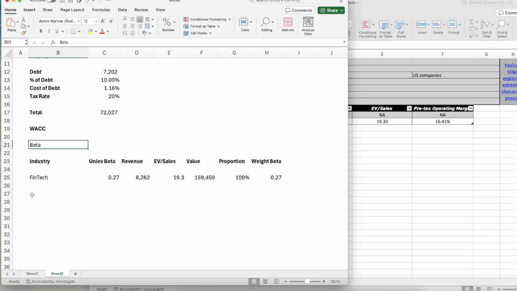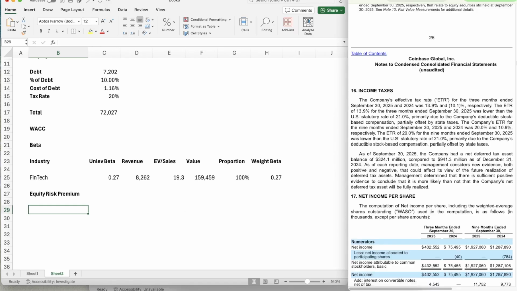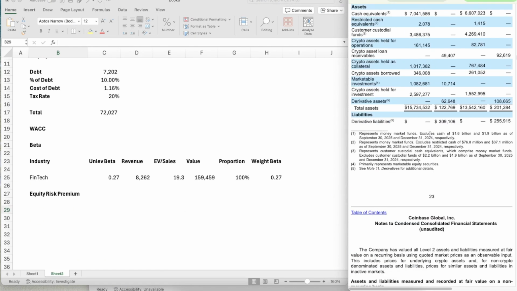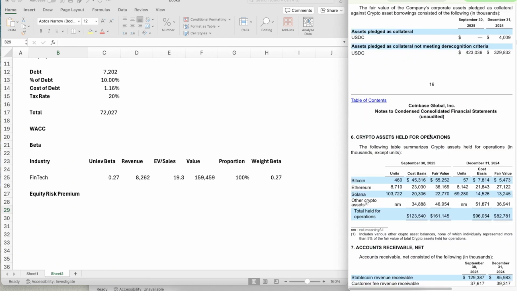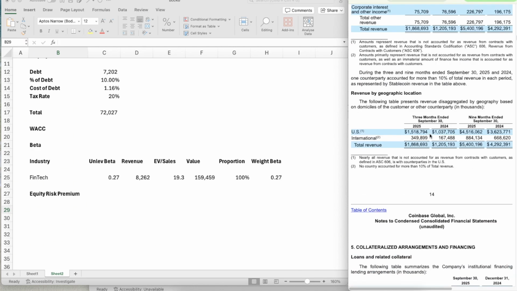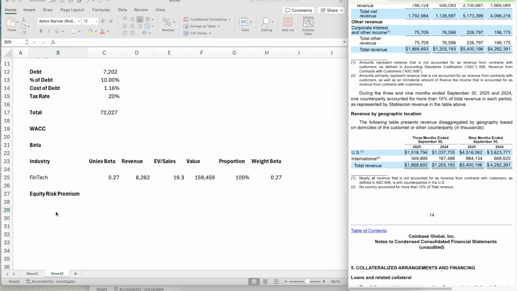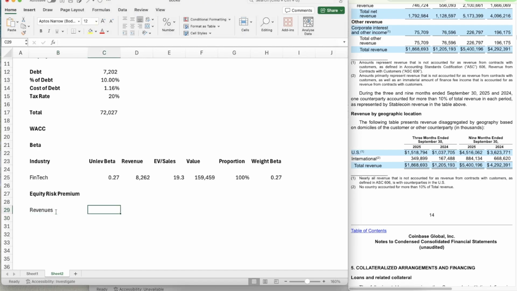Then let's work out the equity risk premium. To do this, we need to know where the revenues are coming from. Page 1450. We are. So we know revenues. We need equity risk premium, the weight, and then weighted ERP. So US, international.